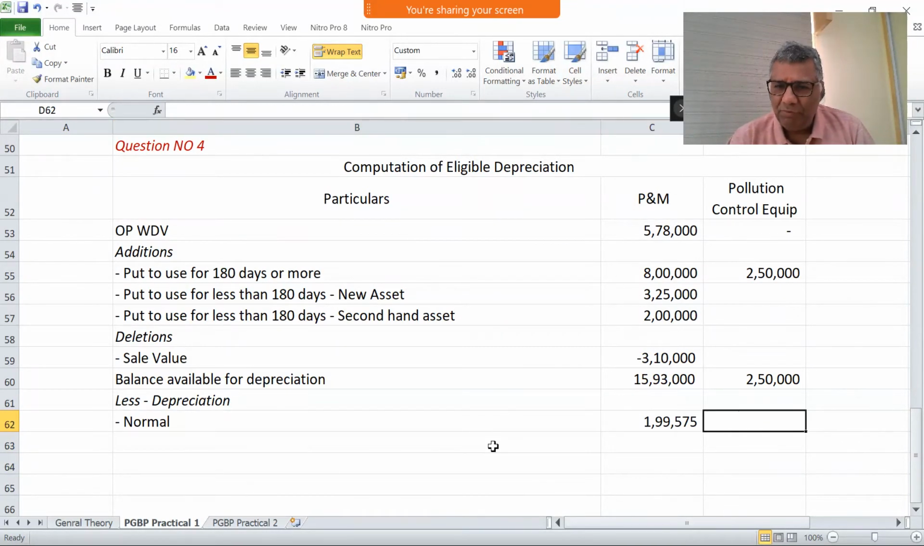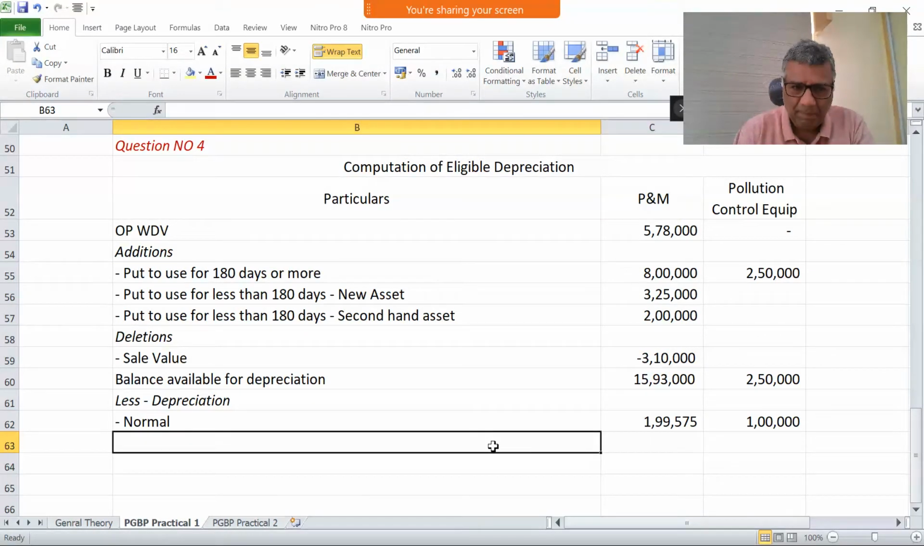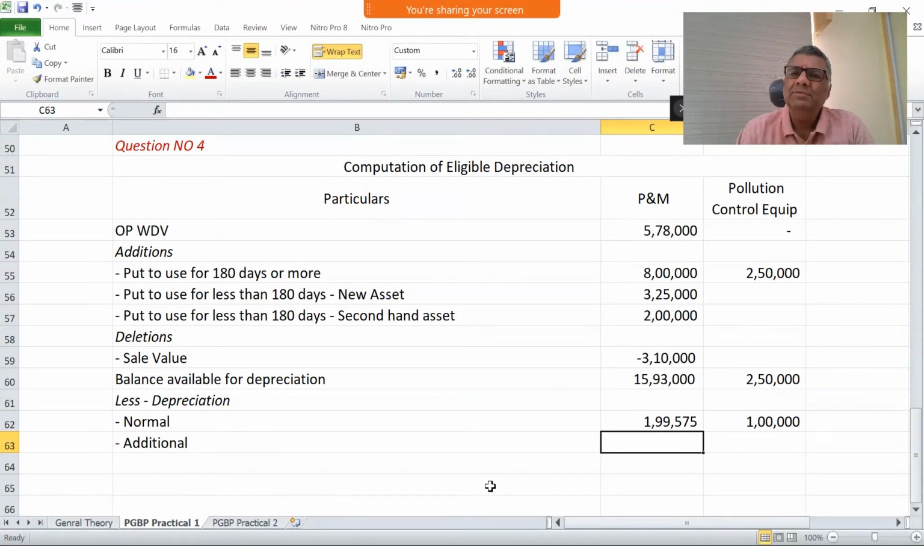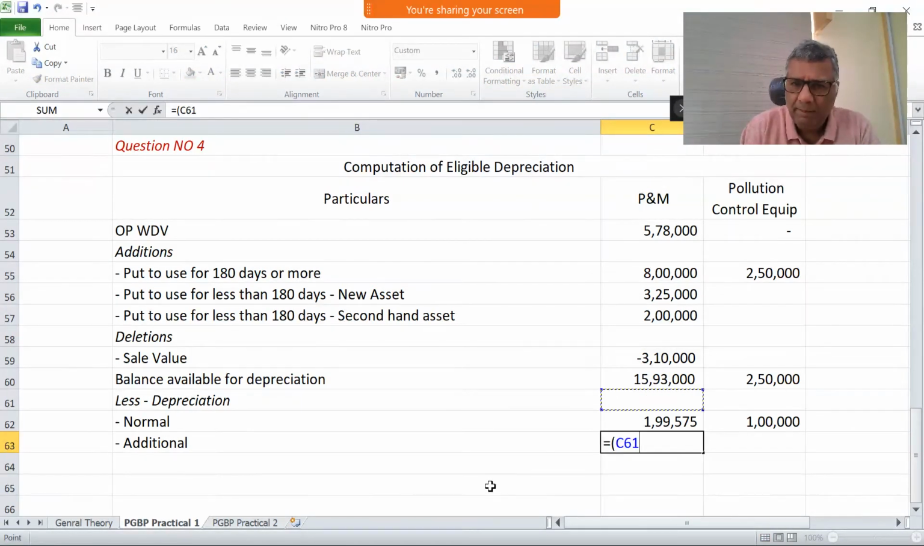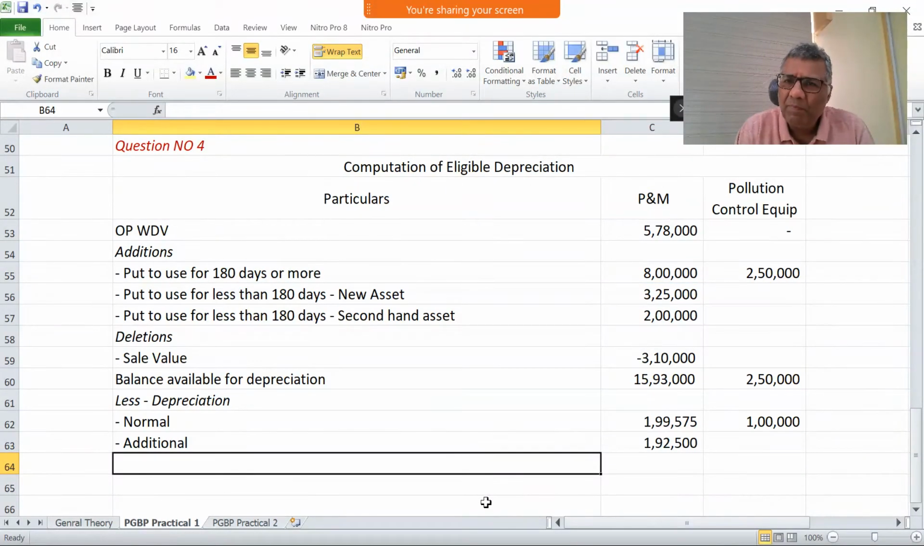Here simple 40%. Additional depreciation, all of us remember: this into 20% plus this into 10%, not for the second hand asset. Closing WDV.